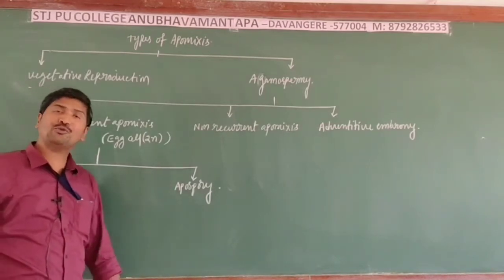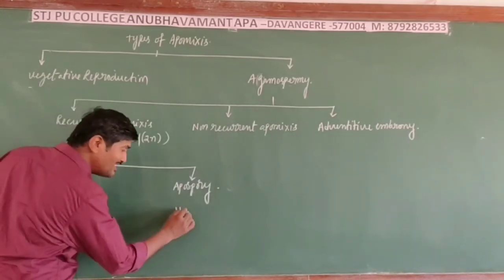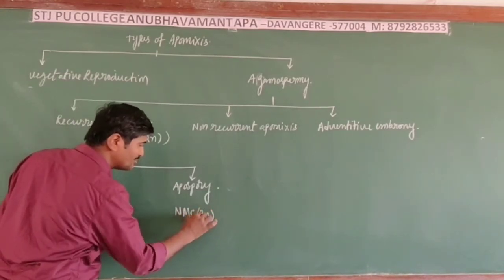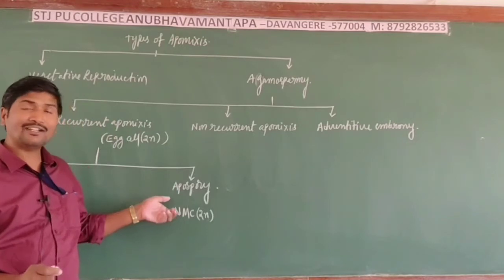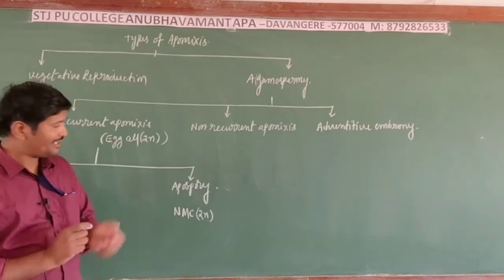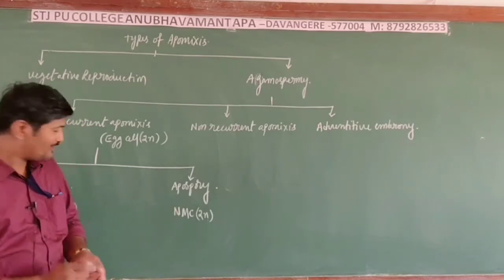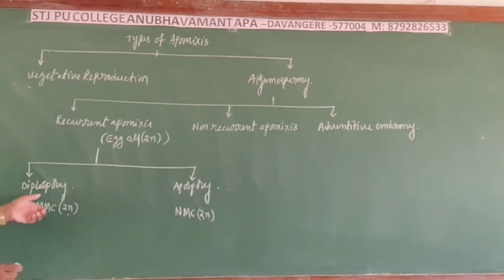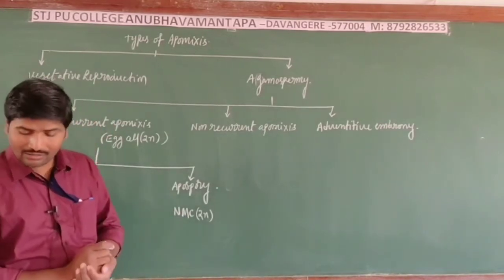What about apospory? The embryo is developed from the diploid nucellar mother cell, NMC, 2N. The nucellar cells do not differentiate into a megaspore mother cell. Directly, the nucellar cell gives rise to the embryo. That is known as apospory. Here the embryo is developed from the diploid cell of the nucellar mother cell. In diplospory, the embryo is developed from the megaspore mother cell. MMC means megaspore mother cell. NMC means nucellar mother cell.